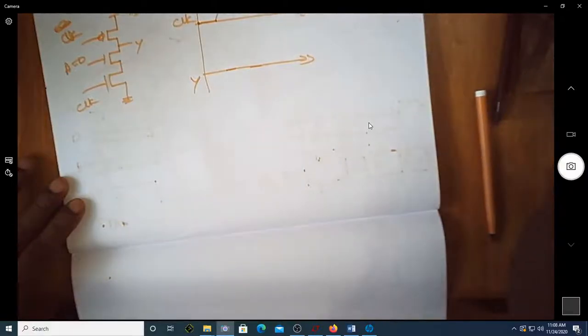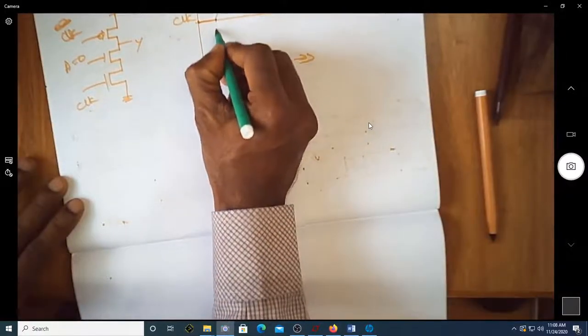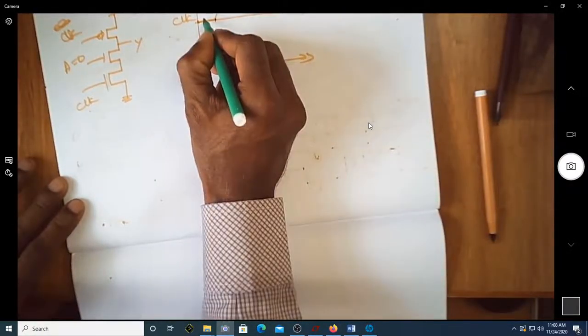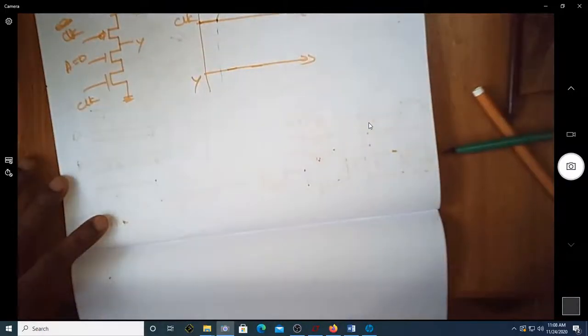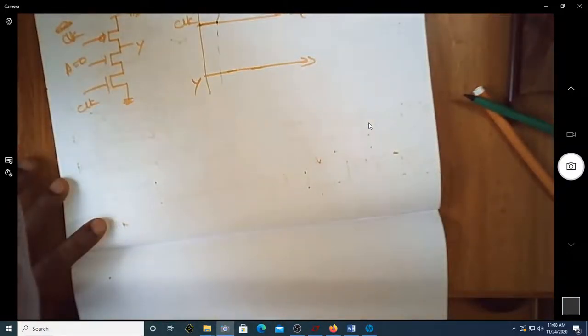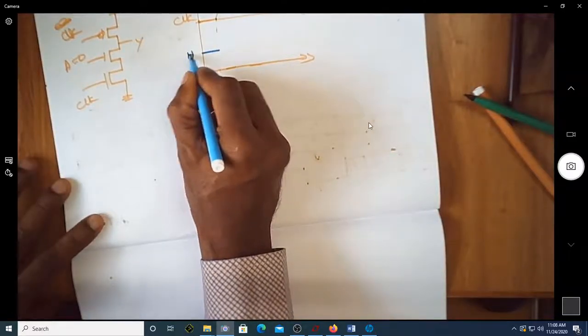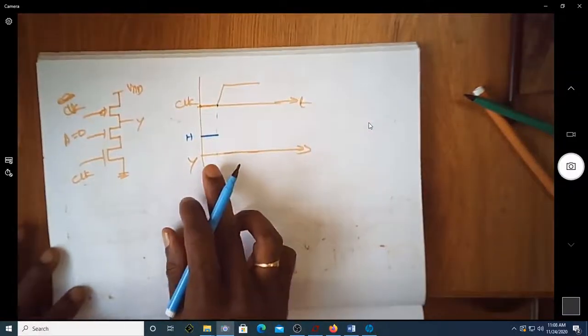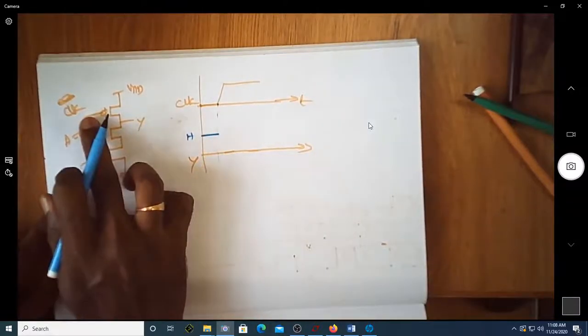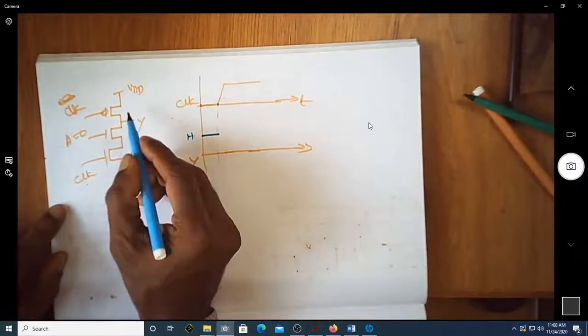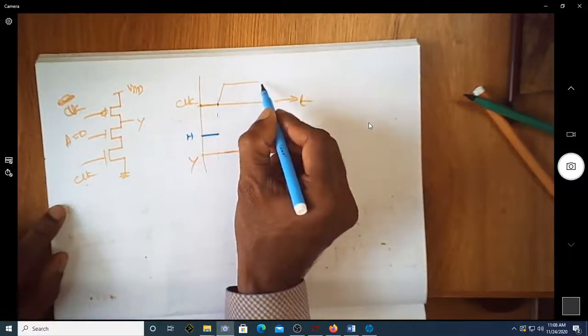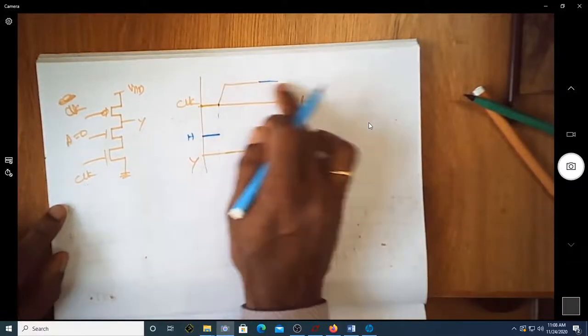So let us see. Since clock is equal to 0, the output is naturally high in magnitude. Is this fine here? Is this high? This is logic high because this transistor is on, so the output is at high condition. Assume that this is high for a longer time.